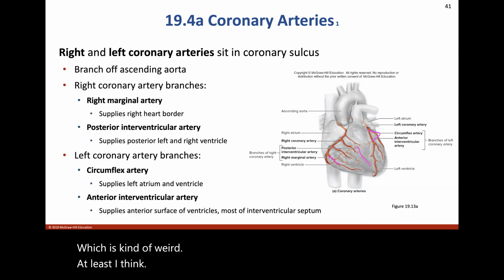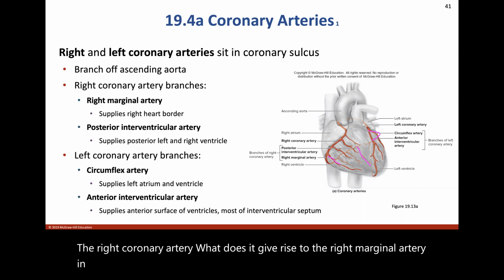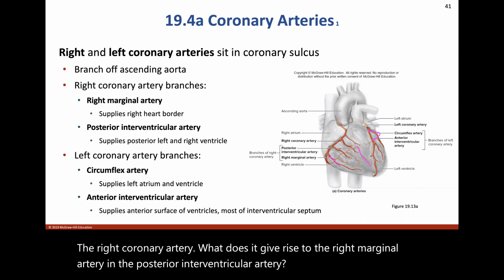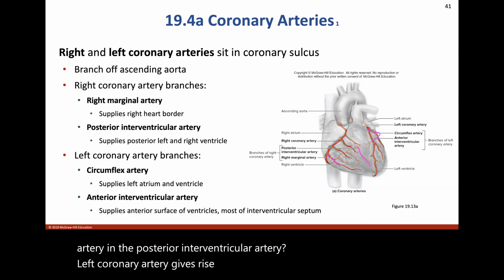The right coronary artery, what does it give rise to? The right marginal artery and the posterior interventricular artery. The left coronary artery gives rise to the circumflex and the anterior interventricular artery.